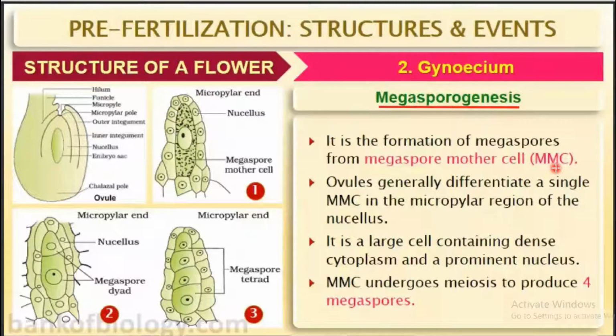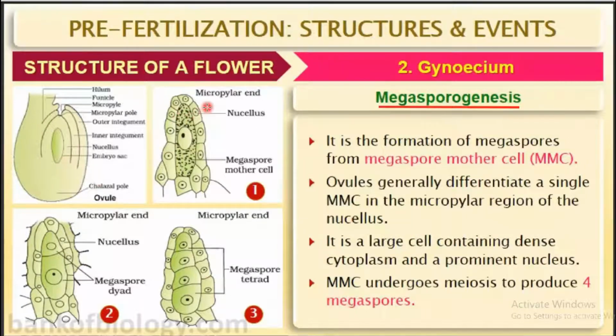Then there is a question, where is the megaspore mother cell found? Of course, these megaspore mother cells are found in the micropylar region of the nucellar tissue. In that particular part at the micropylar end, some of the cells present in the nucellus differentiate to form the megaspore mother cell. Then the megaspore mother cell undergoes meiosis. And how many megaspores are produced? There are 4 megaspores produced.